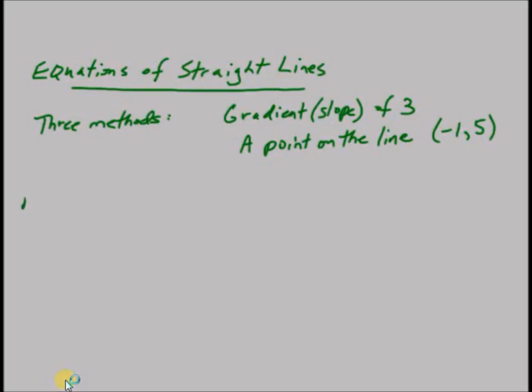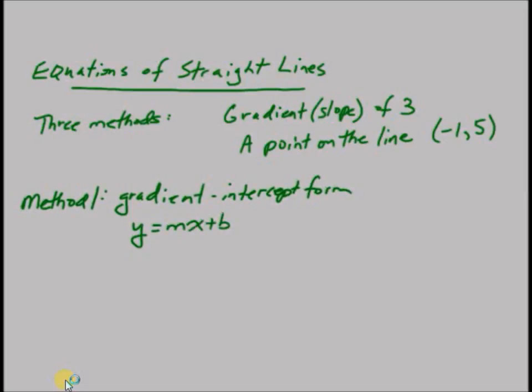Method 1. Gradient intercept form, or slope intercept form. That means y equals mx plus b. Okay, so if we know the slope is 3, we can immediately fill that in here. So y equals 3x plus b. If we know that one of the points on the line is -1, 5, then that point, same as every other point on the line, must satisfy the equation. We can substitute that point in for the y and the x, and then solve for b. And then we will have our equation.